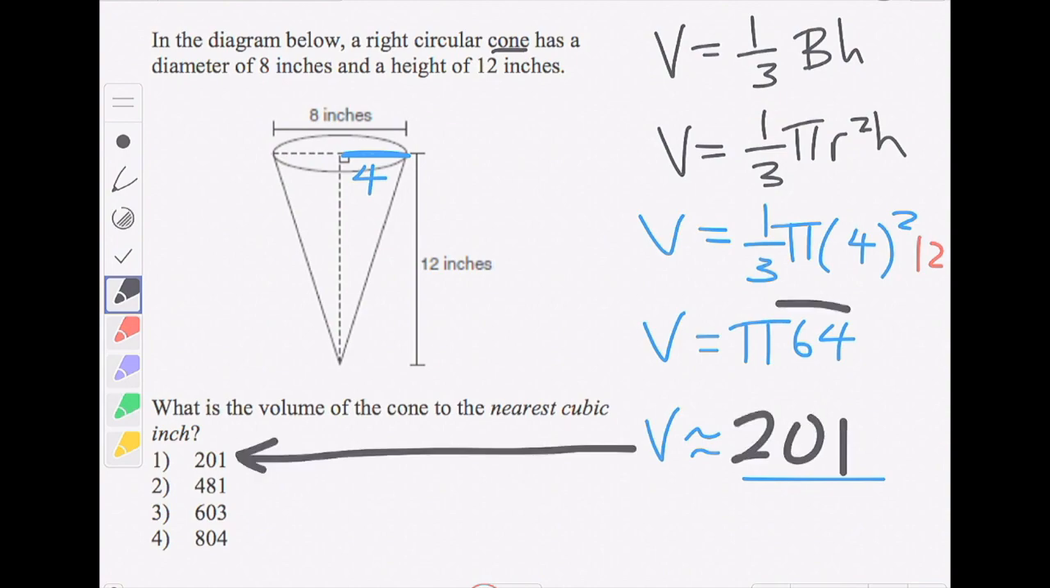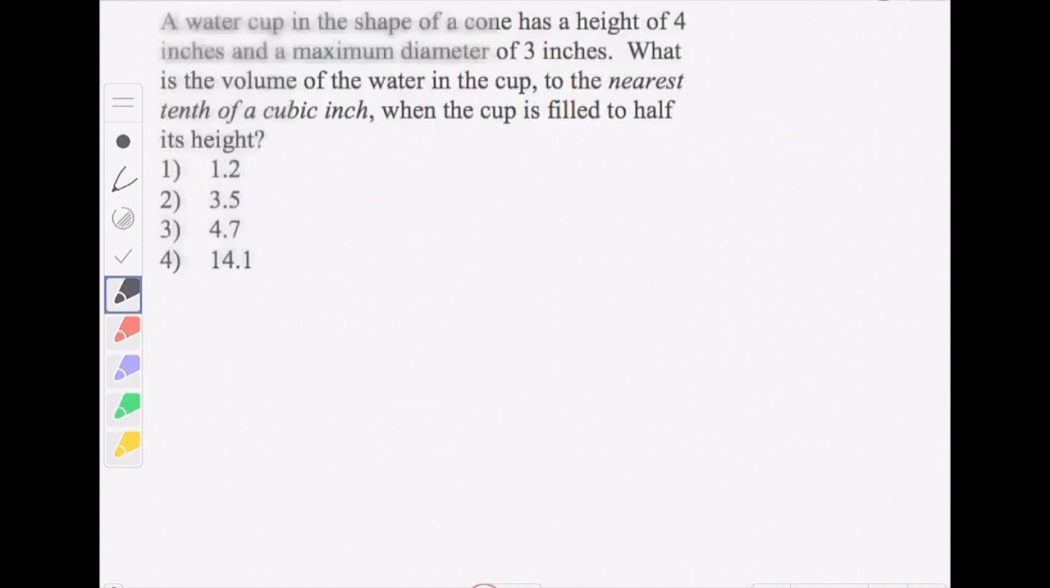So this is the exact volume. If they did not ask you to round, that would be the answer. But in this one, it would be 201 cubic inches. Moving on to seeing some more work with cones.